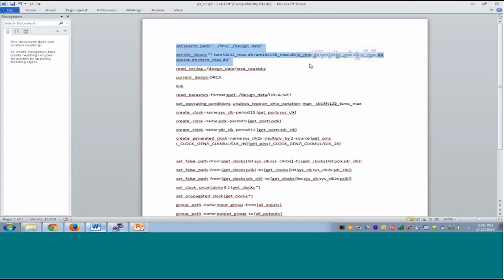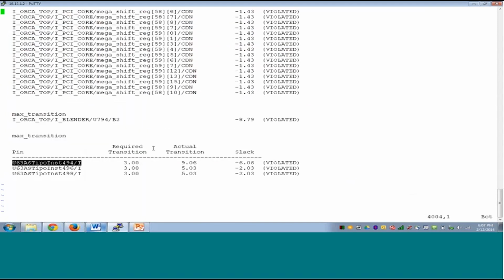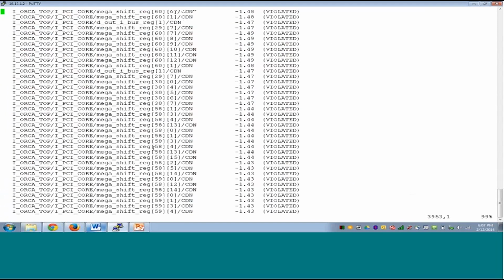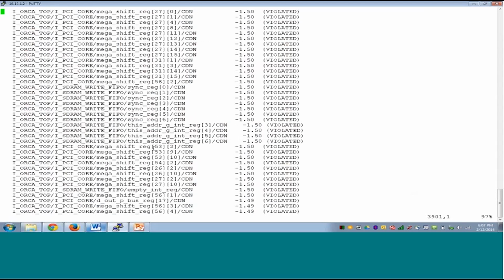So when you do the best case analysis, here you read the min db and then you do the analysis. I see that here there are a lot of hold violations, and these hold violations will get worse when you probably move to the best case corner.